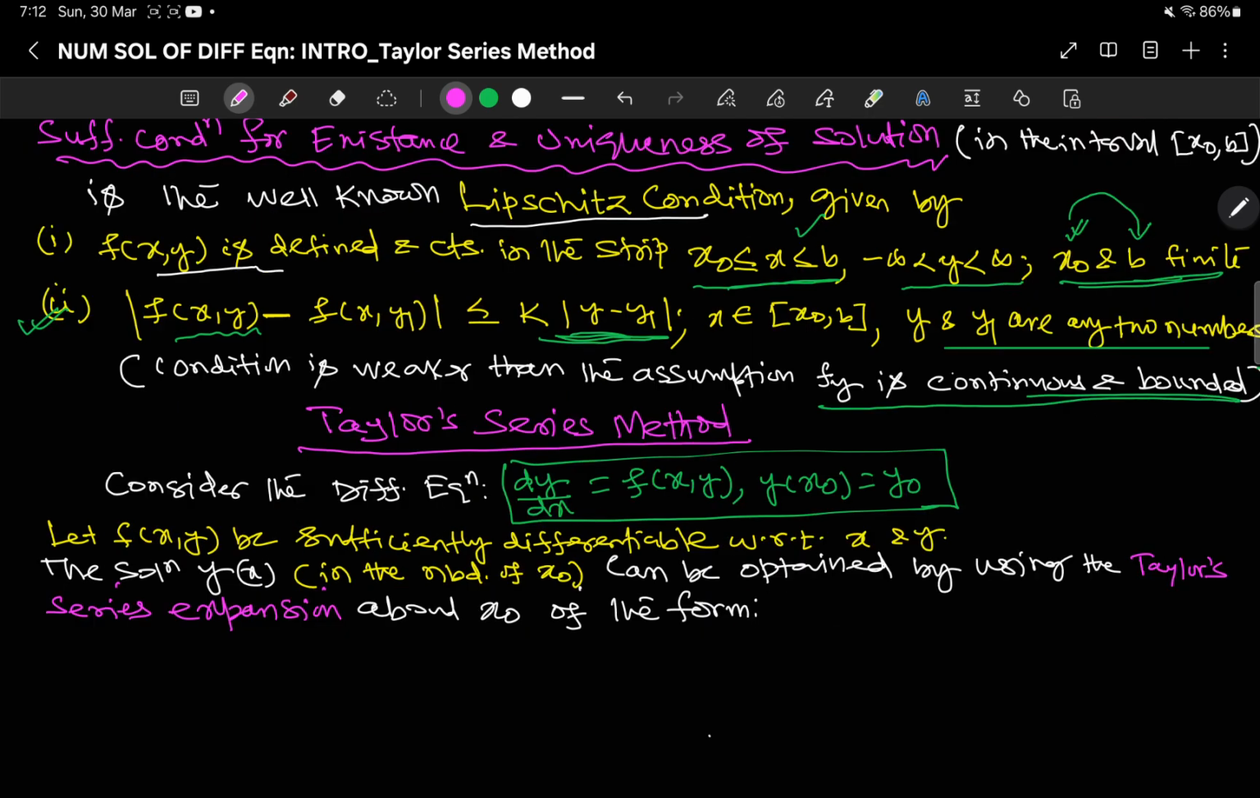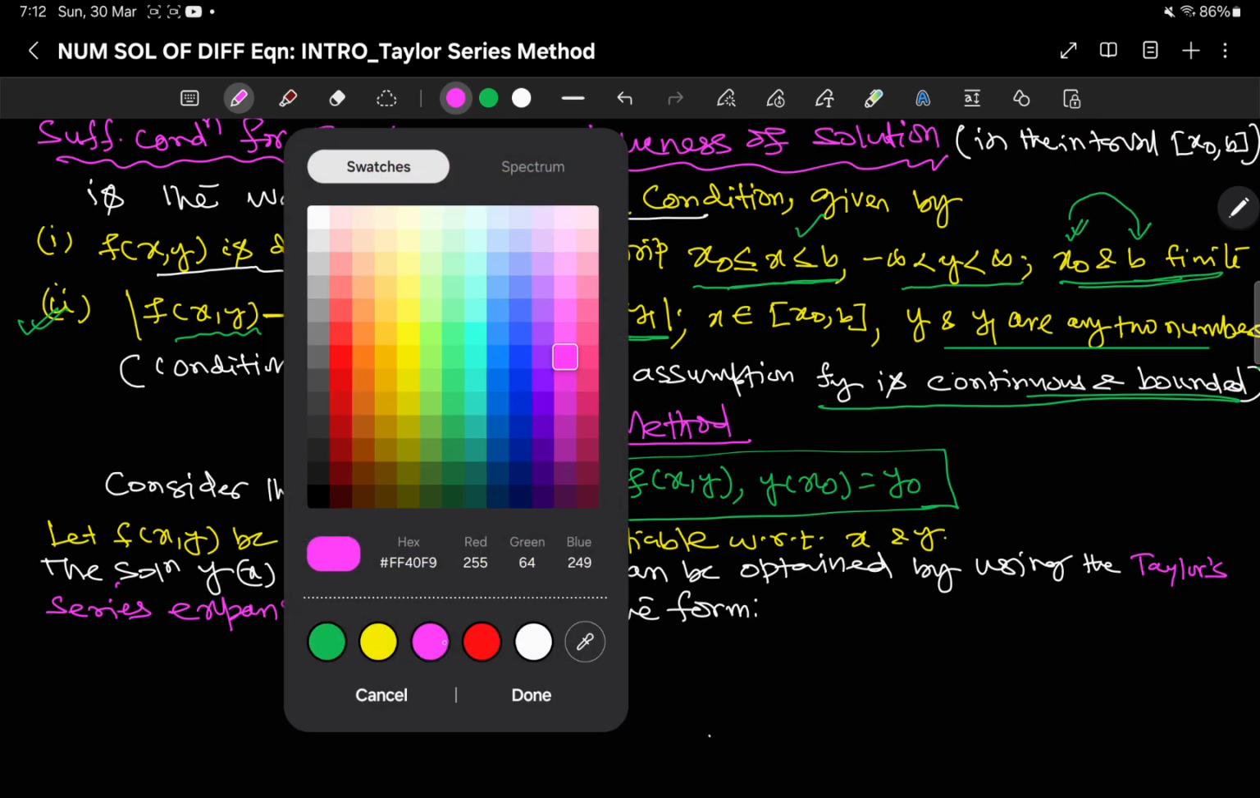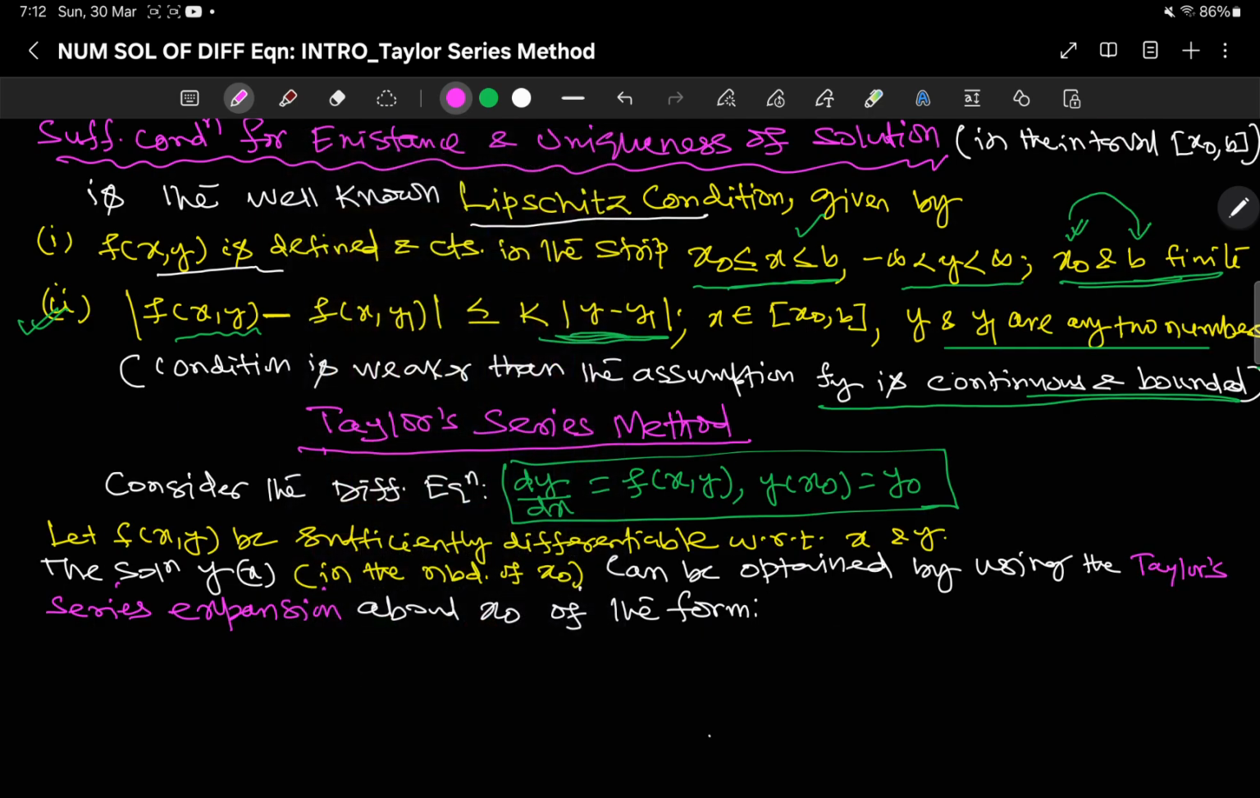Now let us discuss the Taylor series method. You are given a differential equation of this form, the initial value problem, first order differential equation, and in order to apply the Taylor series method, the function f(x, y) must be sufficiently differentiable with respect to x and y.